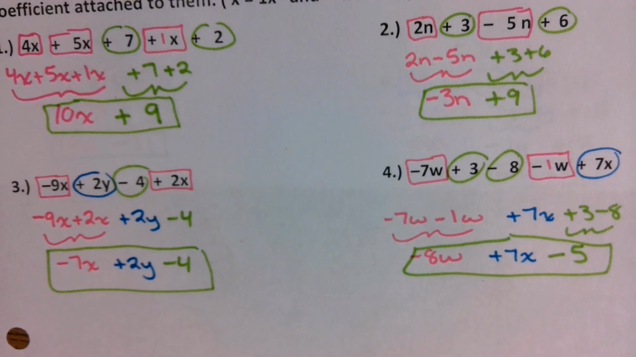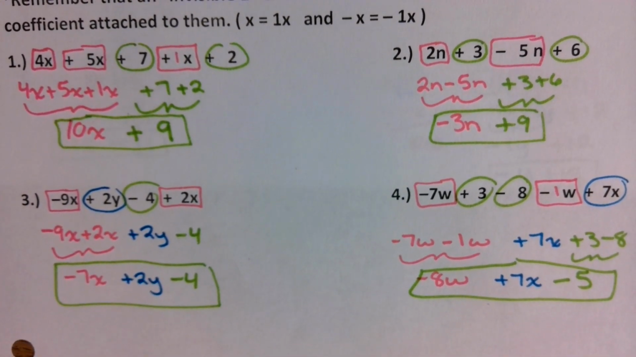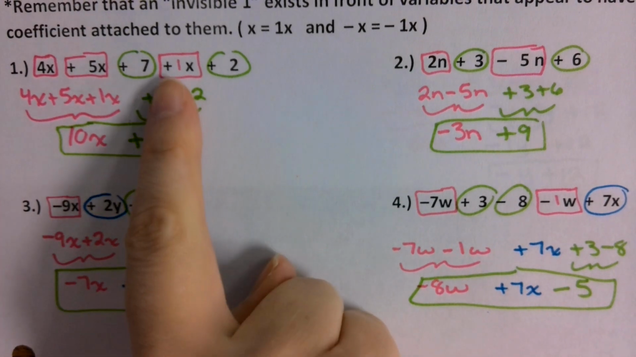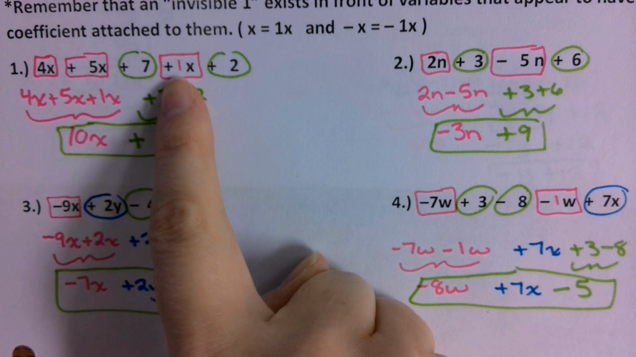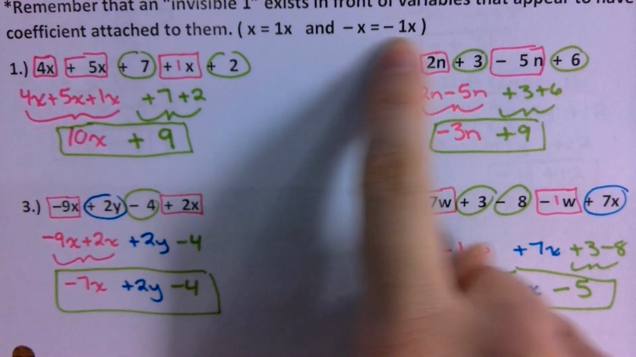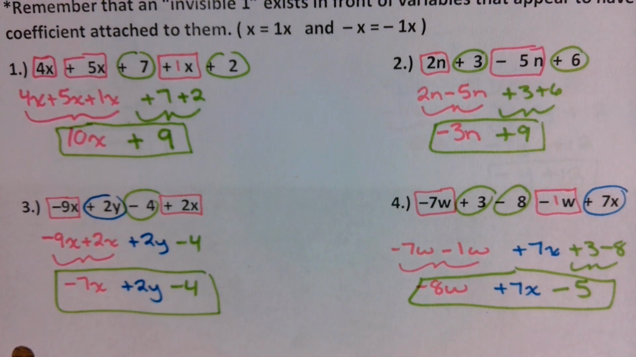Again, here's the solution to those last 4 problems that you tried on your own. Just don't forget, guys, a lot of people forget that when you just see an x, remember there's an invisible 1 attached to it. It's really a 1x. If you see a minus x, it's really a negative 1x, or any kind of variable. Minus any variable, that means it's a minus 1. You have that invisible 1 there. Okay?